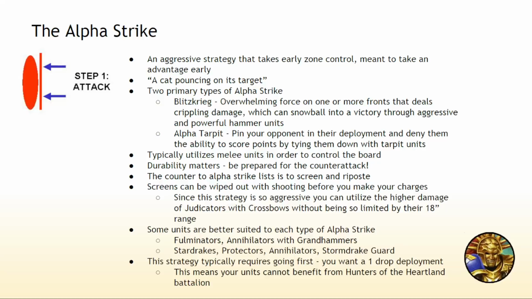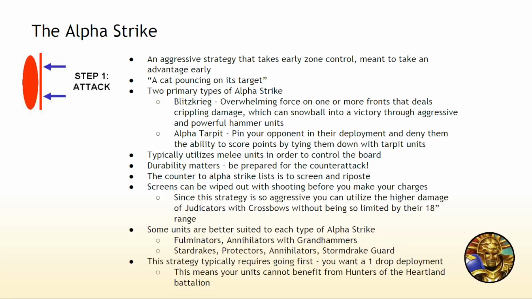And some units are better suited to each type of Alpha Strike that we're talking about here. So in a Blitzkrieg, you want something like Fulminators and Grand Hammers. But in an Alpha Tar Pit, you want something like Star Drakes, Protectors, Shield Annihilators, Storm Drake Guard. And the last thing I want to say about this particular strategy is that you want to go first. If you let your opponent leave their deployment zone, then you are not pinning them in, right? So you typically want a one-drop deployment with this sort of thing, which has the downside that you can't protect your units with Hunters of the Heartland. So right now, the Alpha Strike is not the best strategy, but it can be in the right hands.